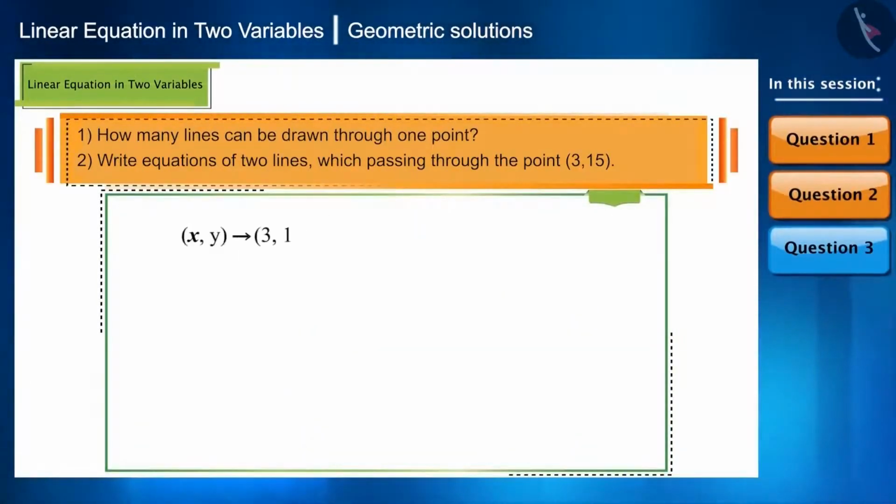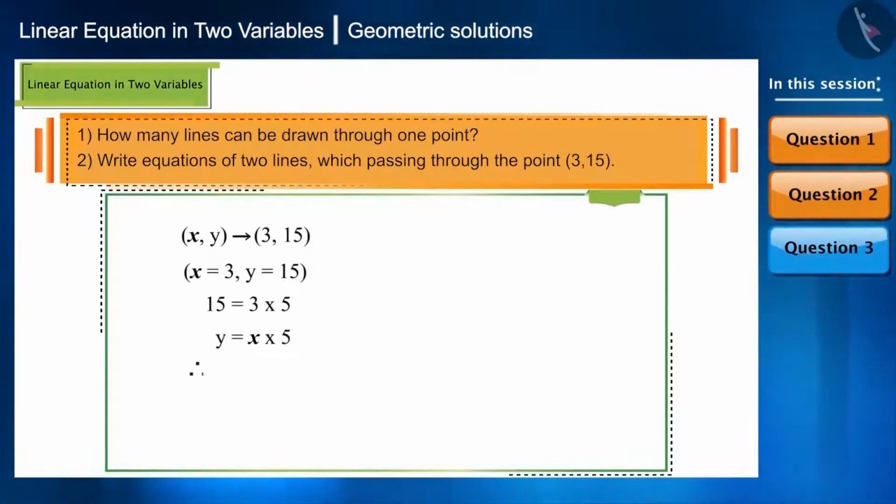The given point has x and y coordinates. So, if we examine it carefully, we can say that when x is 3, then y is 15. That is, y is 5 times x. Y is equal to 5x. So, this is how the first equation is formed. Now, let's find the second equation.